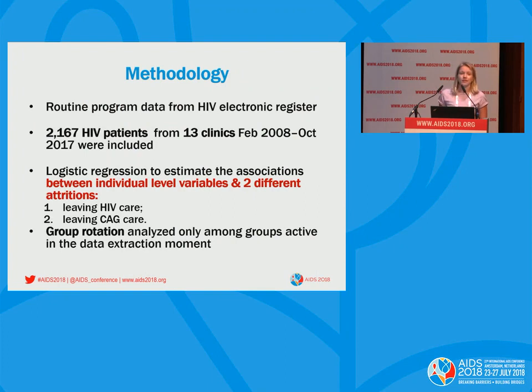We conducted this study on routine program data from the HIV electronic registry. We included 2,167 patients from 13 clinics in the province of Tete. Logistic regression was used to estimate the association between individual-level variables and 2 different attritions: leaving HIV care and leaving GAG care. Group rotation was only analyzed among groups who were active at the data extraction moment.